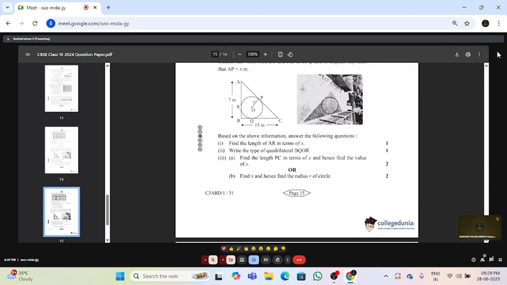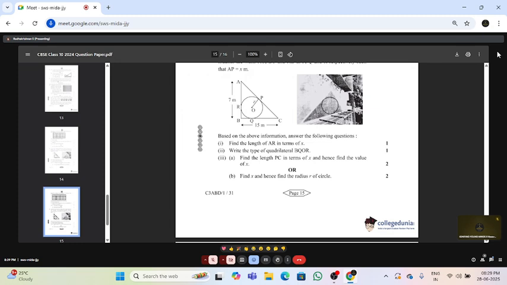What else is given? Okay. Now, how can we determine x? So now we know that this is r. This is also r, right? This is also r.